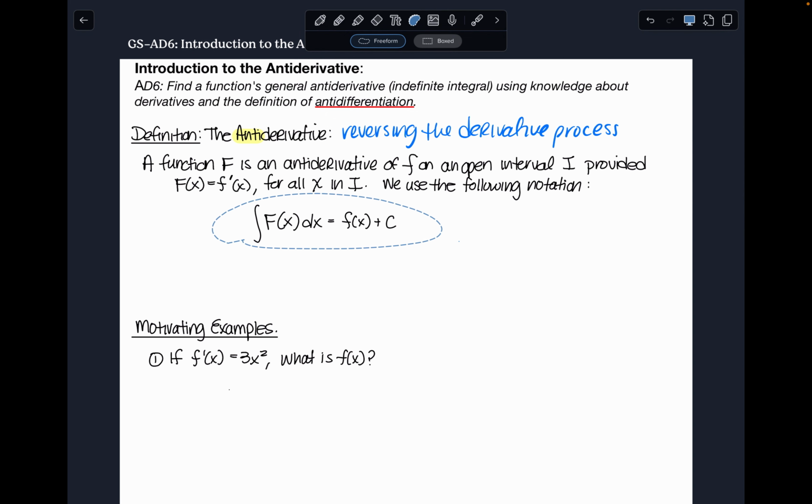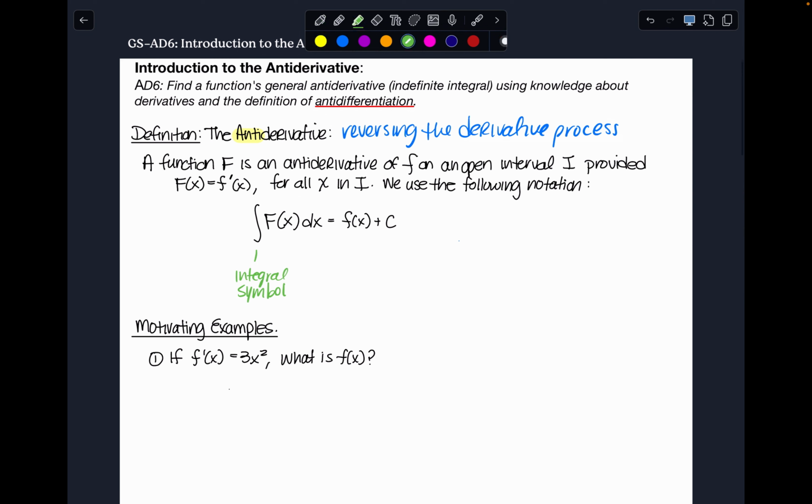The notation we use involves this integral symbol, and we'll re-emphasize this in class. This is the integral symbol, and every integral symbol must be accompanied by this differential. For right now, I would like for you to get comfortable seeing this notation. We are going to talk about what exactly this is in the upcoming I unit. In I1, we're going to discuss Riemann sums, and we're really going to emphasize what that dx means. But for right now, for the purpose of AD6, let's focus on reversing the process of differentiation.